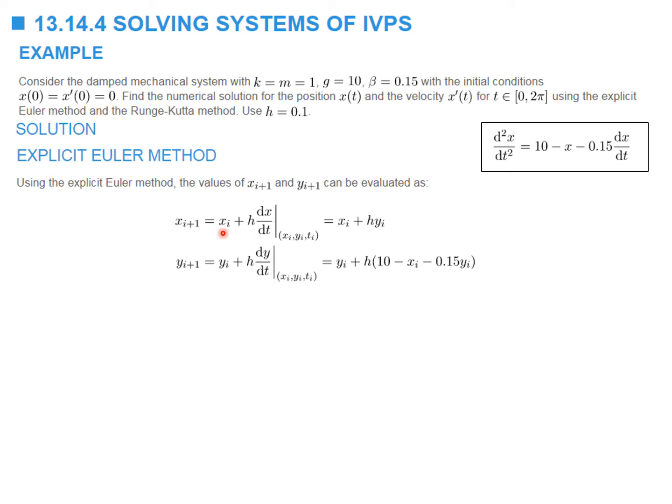Alright, so x sub i plus 1 is equal to x sub i plus h multiplied by dx by dt. dx by dt is given as y. And dy by dt is given here. And don't forget, I'm going to write it for you here to remember that dx by dt is y, and this is equal to dy by dt, and we also have dx by dt equal to y. So this is the slope for x, and this is the slope for y.